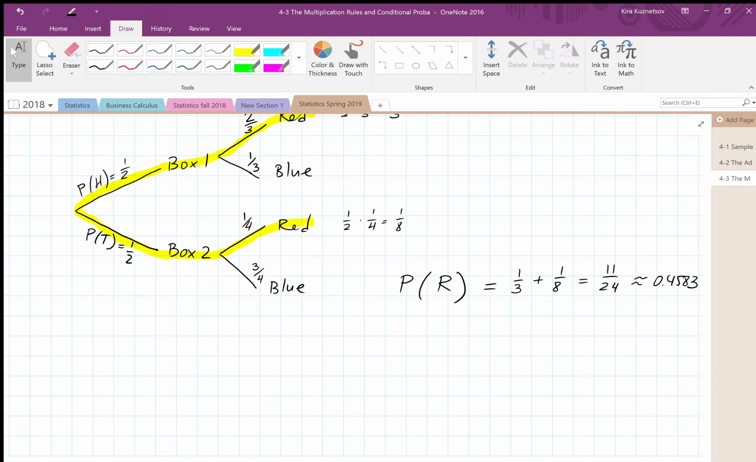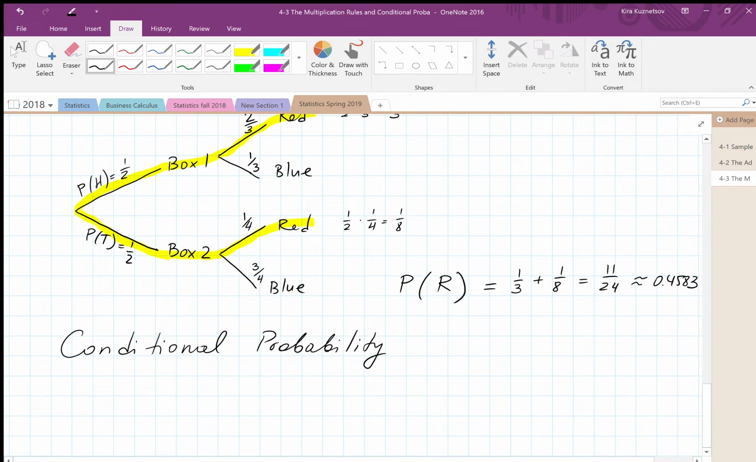My next part of 4-3 is called conditional probability. You will use a conditional probability every time you have dependent events.